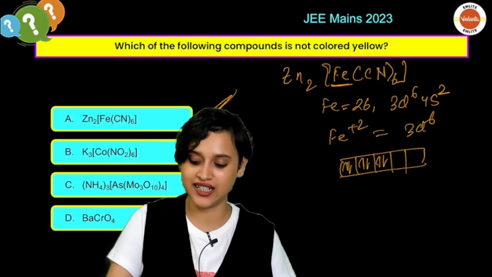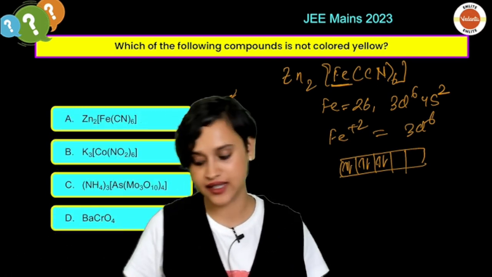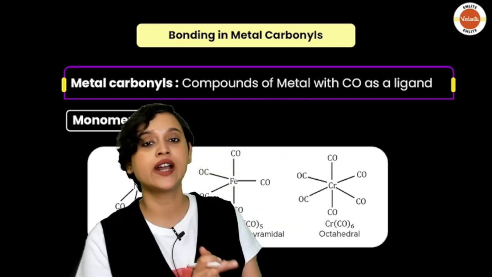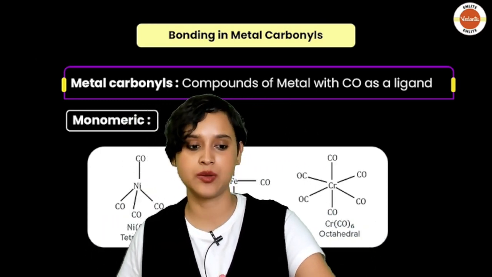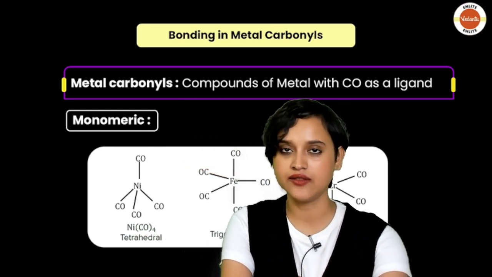It is actually a little bluish white in color. So this is the correct answer, and this is the one where we do not see the yellow color. Got it? All right. Now we move on towards metal carbonyls, everybody. Are you all with me, guys? Shall we start?